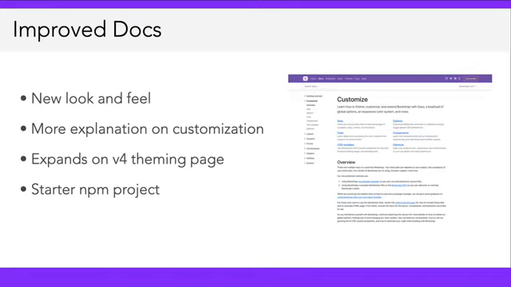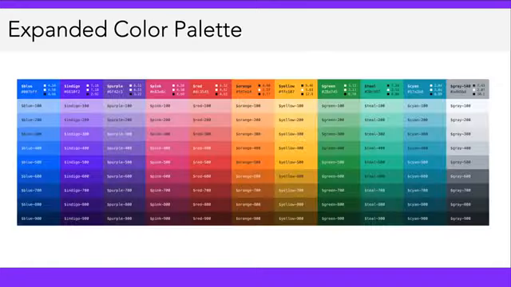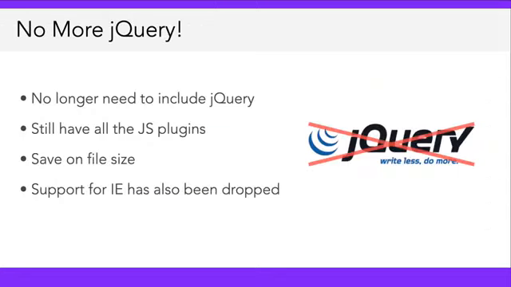There's also a starter NPM project, which is also available as a template repo on GitHub. So better docs, more information, more customization. The color palette has also been expanded for further customization. It has many different shades of different colors. Similar to other CSS frameworks like Materialize, they've also done some work to improve color contrast.